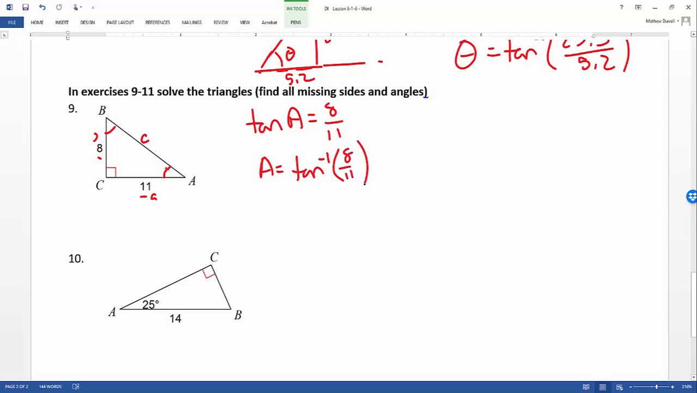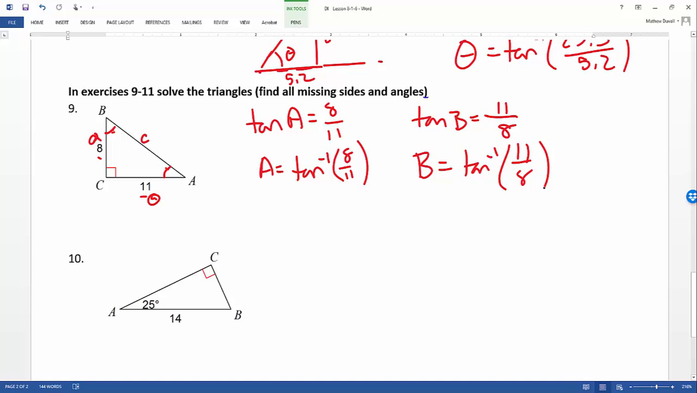Now, once you have A, there's multiple routes to go. I could do 180 degrees minus the two angles. Or I can look at B, and if I look at B, this is now my opposite, and this is now my adjacent. So tangent B equals opposite over adjacent. So B equals tangent inverse of 11 over 8.